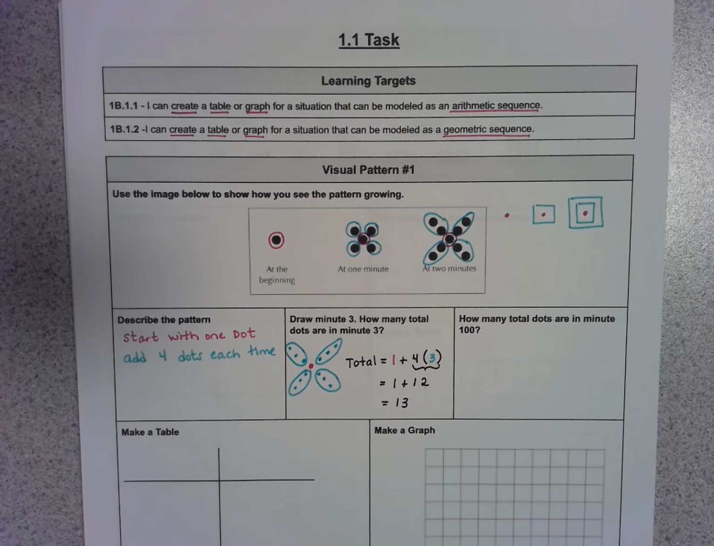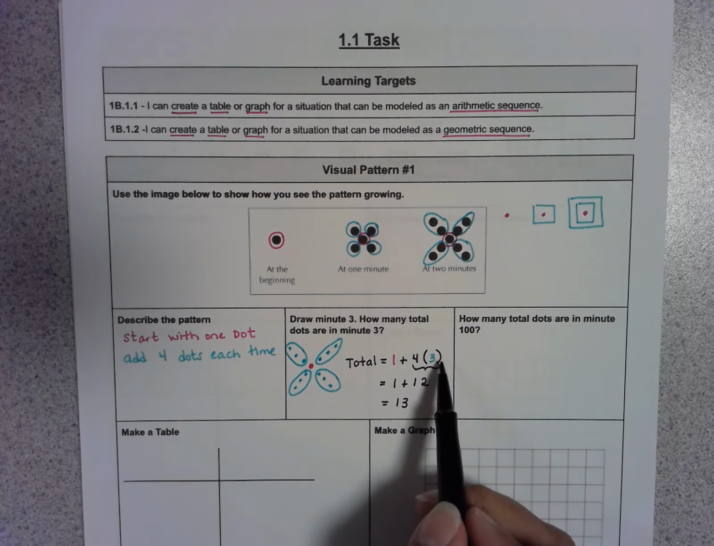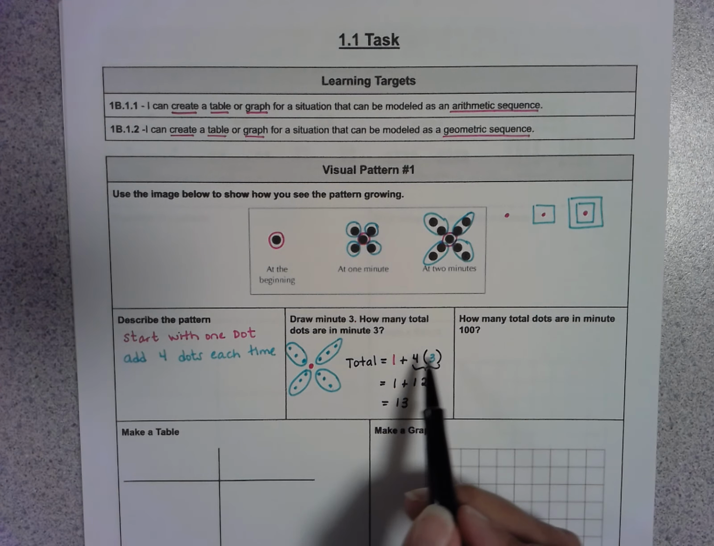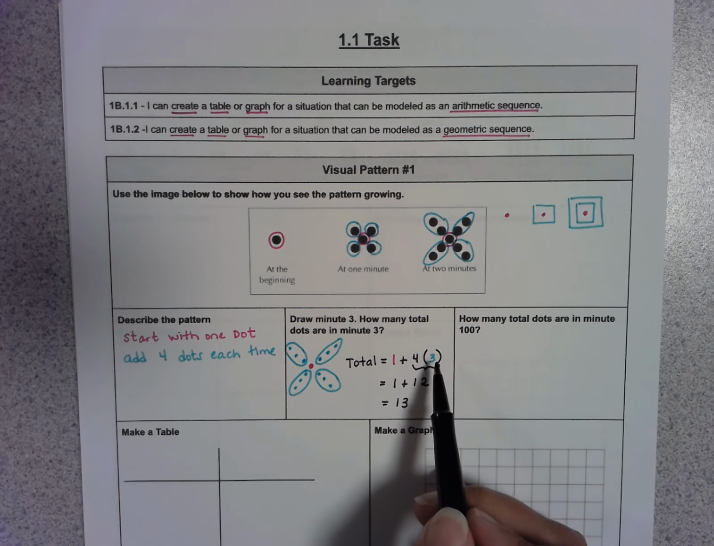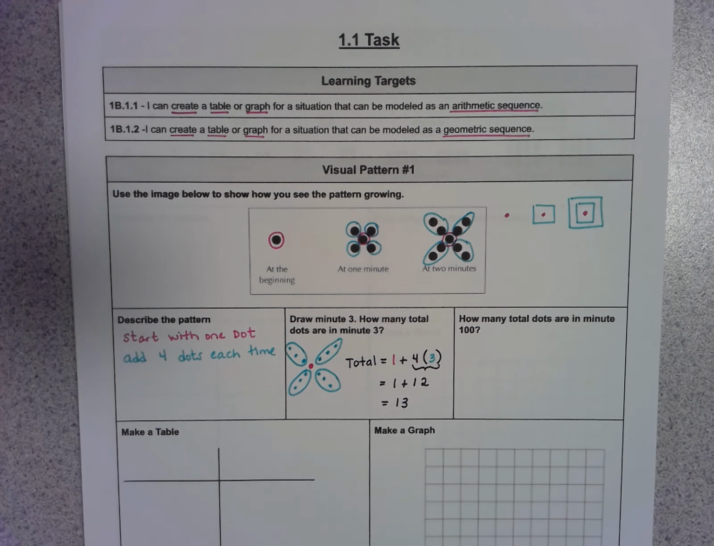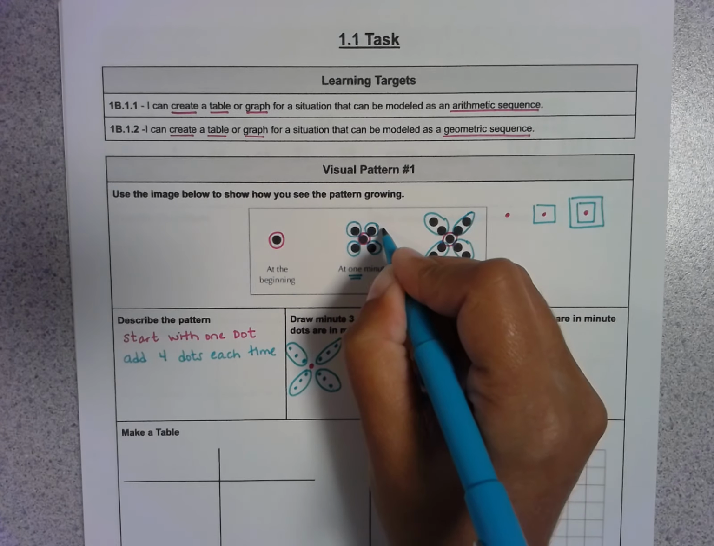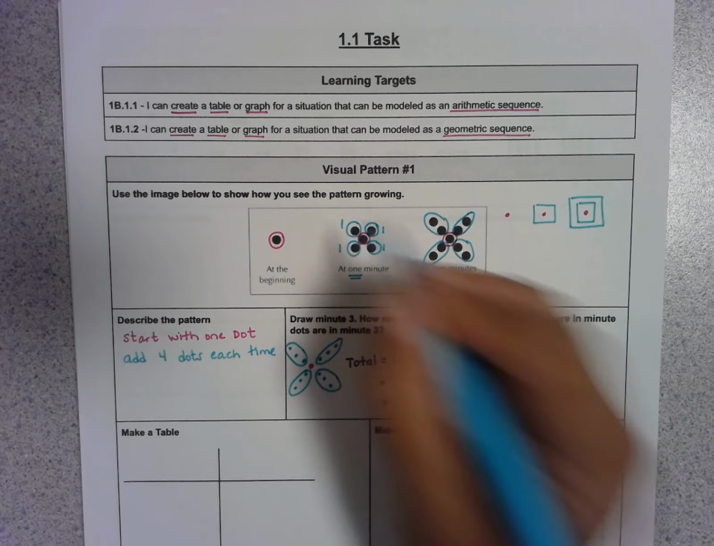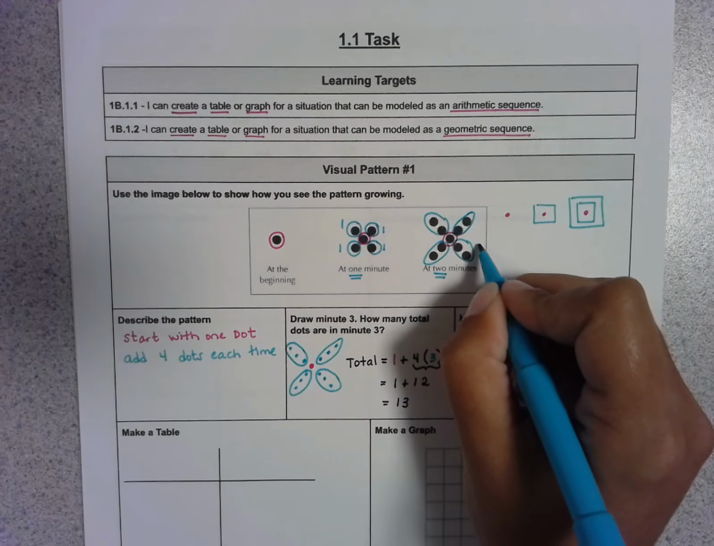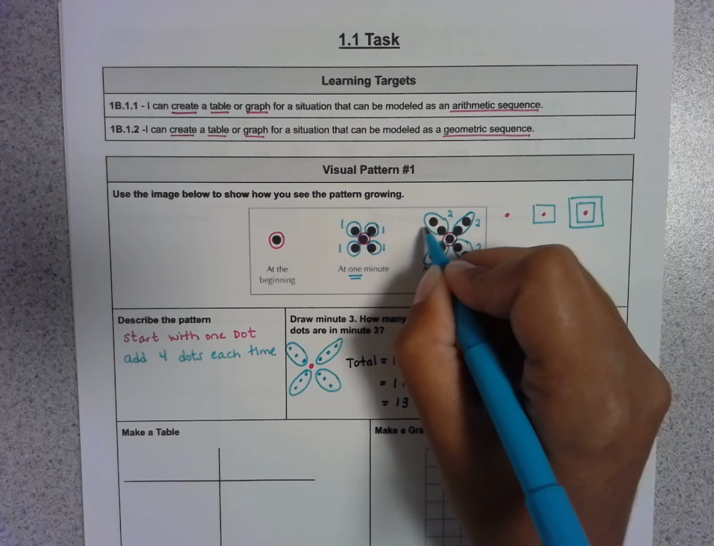Now, one of the reasons you might want to think about it more as this kind of a pattern, you have the one in the middle plus 4 arms with 3 dots each, is because the following question here says, how many total dots are in minute 100? Now, I don't know about you, but I do not want to have to draw 100 pictures to figure this out. So by observing the pattern, what I'm noticing is that after 1 minute, there's 1 dot in each arm. After 2 minutes, there are 2 dots in each arm.